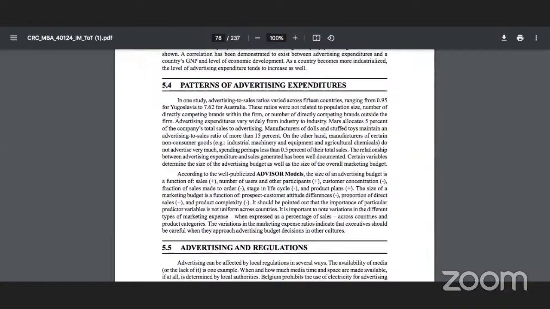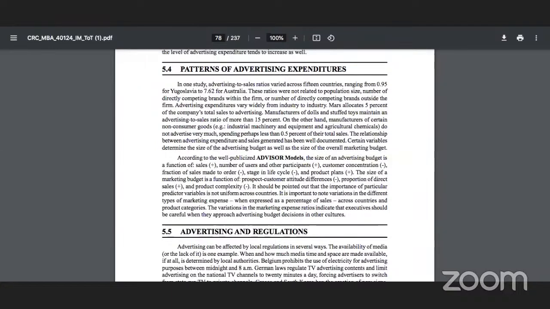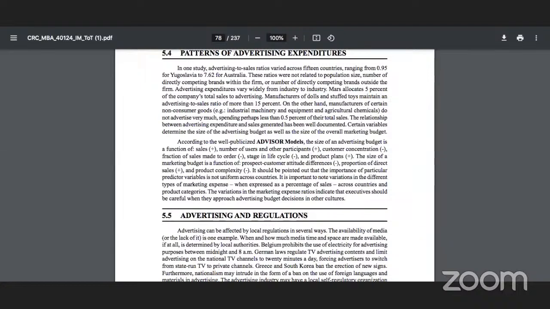One question that often comes to people's minds is, when Coca Cola and Pepsi are so well known to consumers, why do they advertise so much? Because they want to stay top of mind. They want to constantly remind consumers that they are available so that consumers can do a lot of impulse purchasing, or if they're reaching out for, say, a water bottle, which could be an indirect competitor, they could instead reach out to one of their products. So that is why the expenditure for fast moving consumer goods is very, very high in terms of their advertising outlay. Manufacturers of dolls and stuffed toys also maintain an advertising to sales ratio of more than 15%.